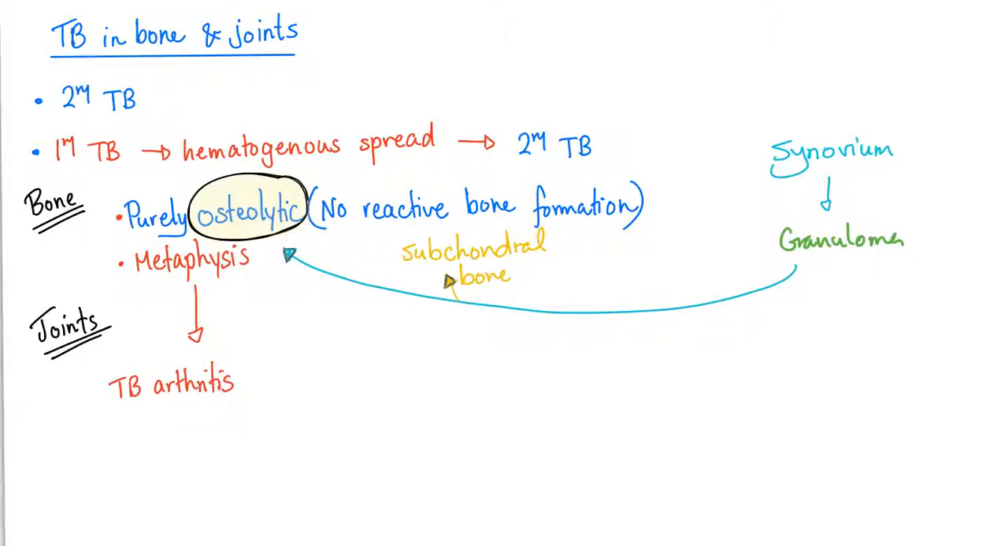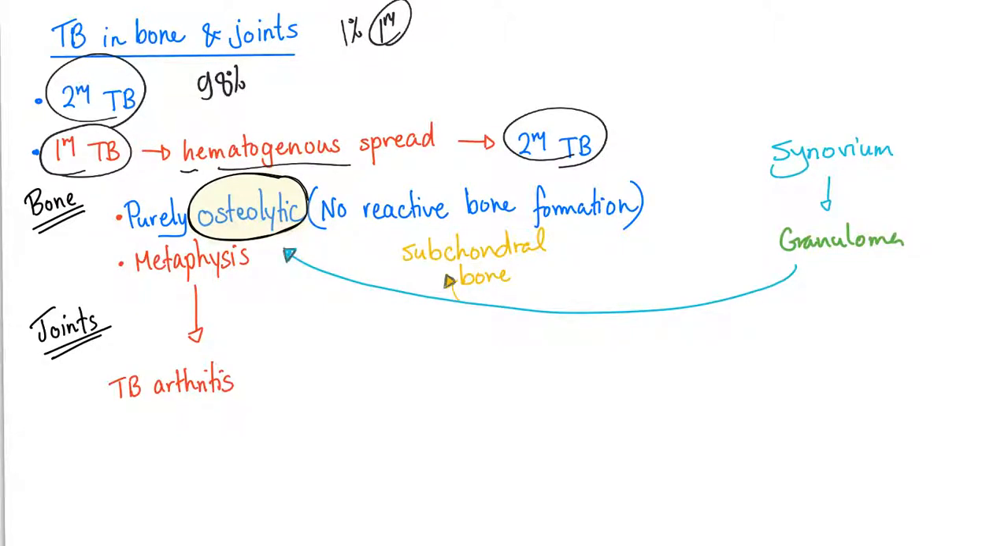So let's talk about tuberculosis in bones and joints. Is it primary or secondary? Usually secondary in more than like 98% of cases, or 99. How about the remaining 1%? Yeah, it can happen in primary TB if your immunity is really weak, and this is extremely rare. So here's the story. You start with primary TB, then hematogenous spread, and then the second time is called secondary TB. What caused the transition from primary to secondary? Either reinfection or reactivation.